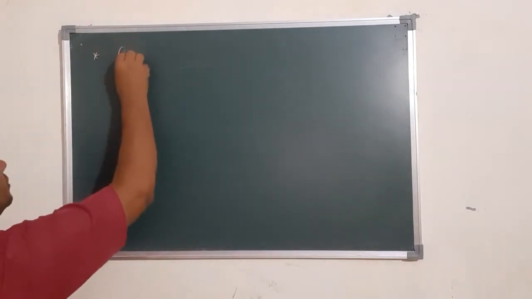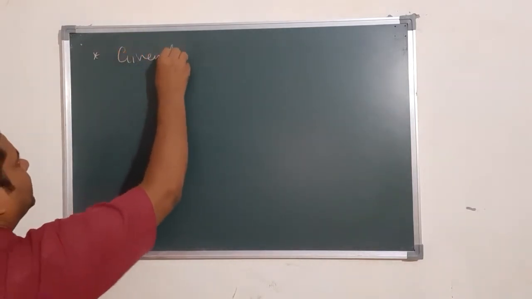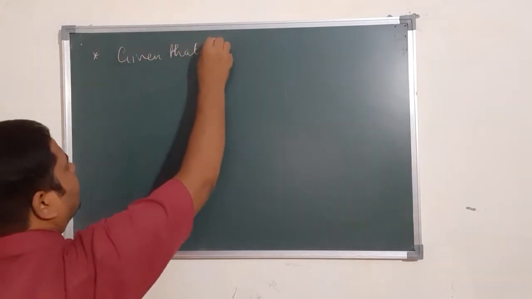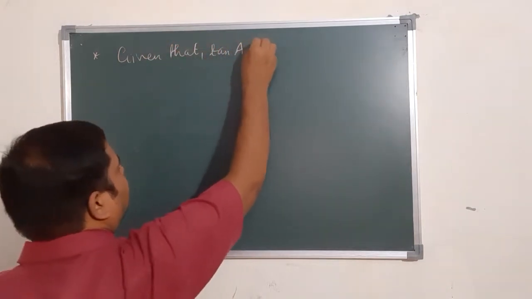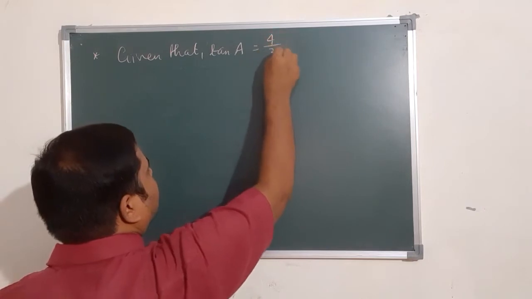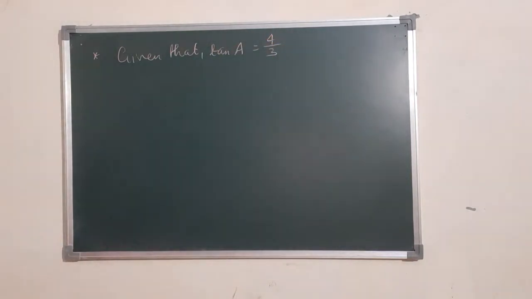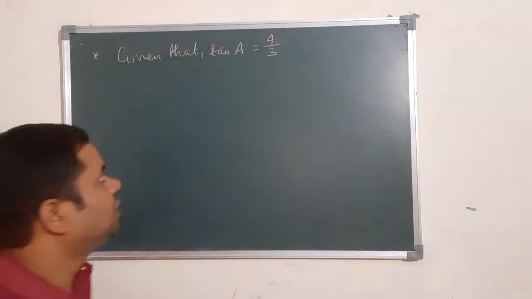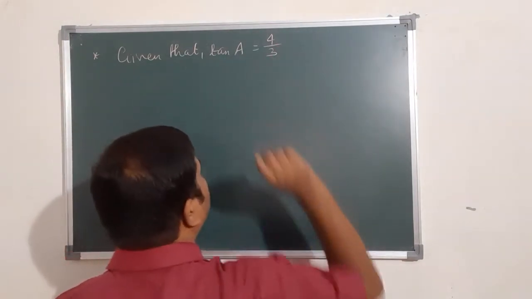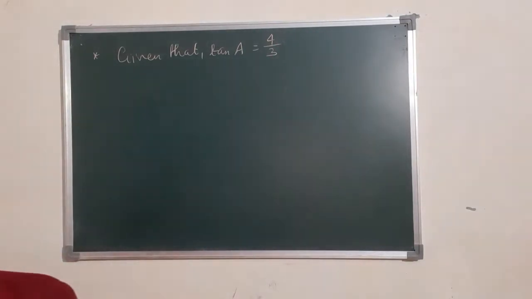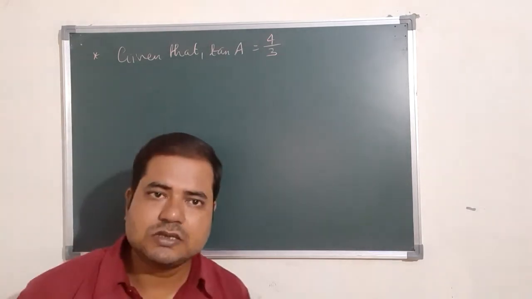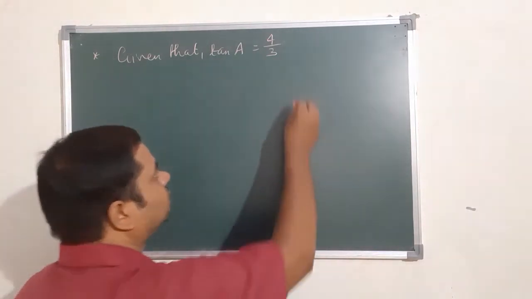given that tan A is equal to 4 by 3, then find all other trigonometric ratios of angle A. For this we consider a right angle triangle.